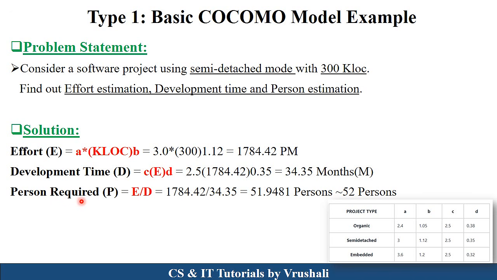And the last one is the persons required and the formula is effort upon development time. So put the values of E and D in this formula and the answer is 51.9, meaning a total of 52 persons are required for completing this project. So this is called the basic COCOMO model.